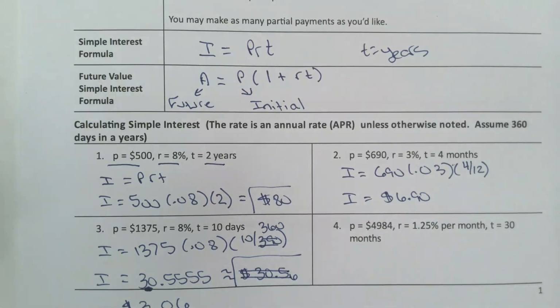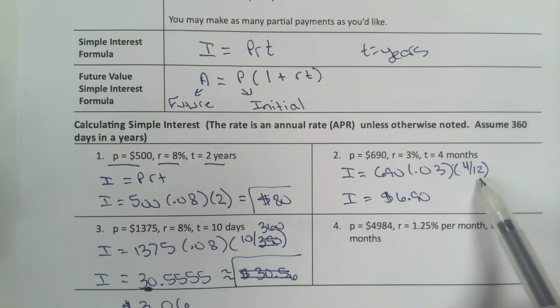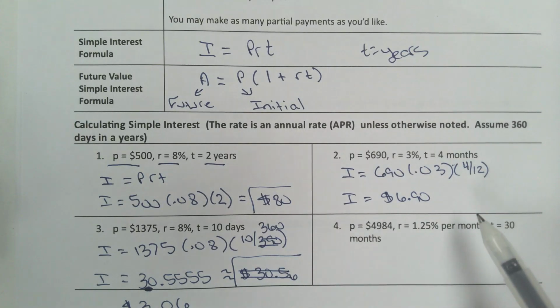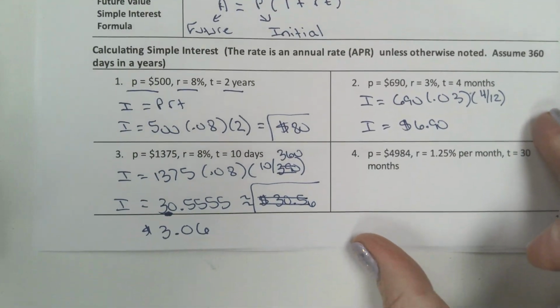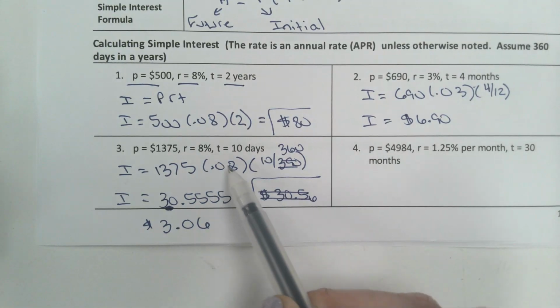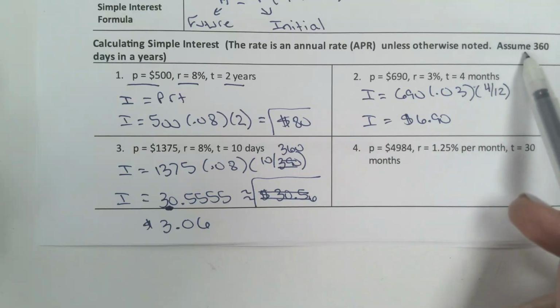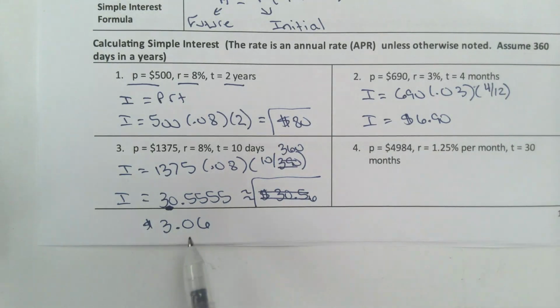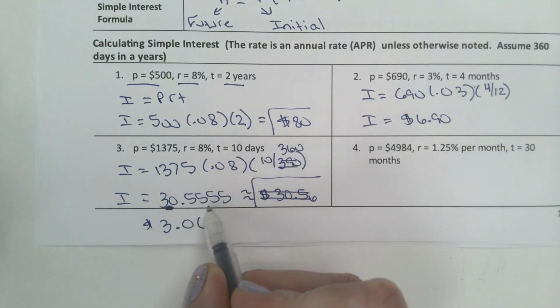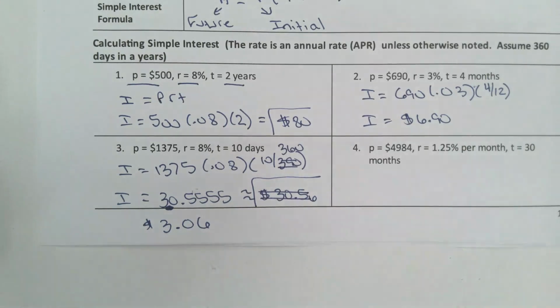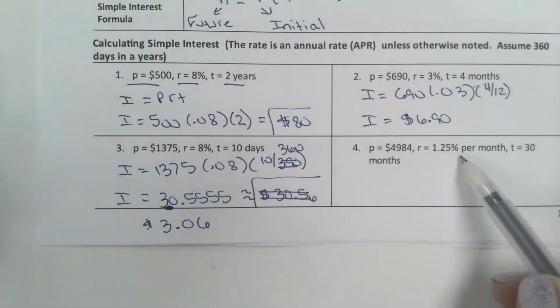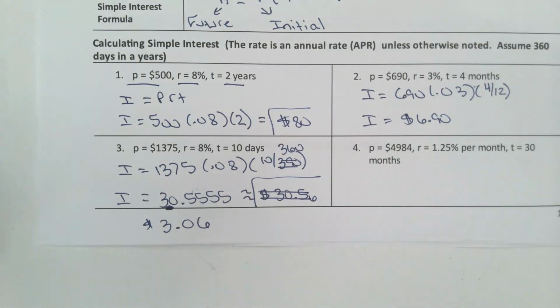All right, coming back to these. On number 2, that was in months, so we just had to multiply by 4/12, so we got $6.90. On number 3, I had a whole lot of typos, so I changed the rate to a decimal, and days is 10 over 360 because we're using 360 days in a year unless stated otherwise. Then I kind of messed up my decimal, so it looks like 3.0555, and that rounds up to $3.06. I'm going to need to come back to number 4 because the percent is in months and the time is in months, and I'm going to have to fact check myself on that one. So we will do that one tomorrow.